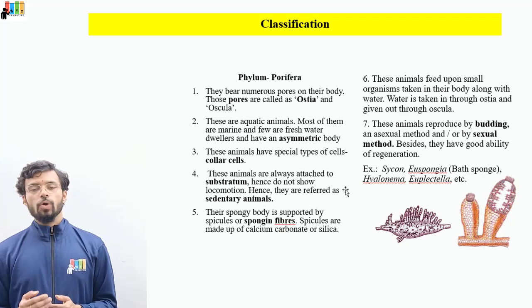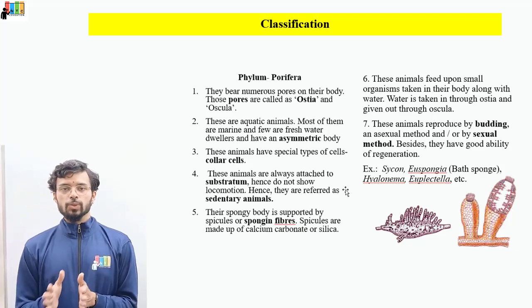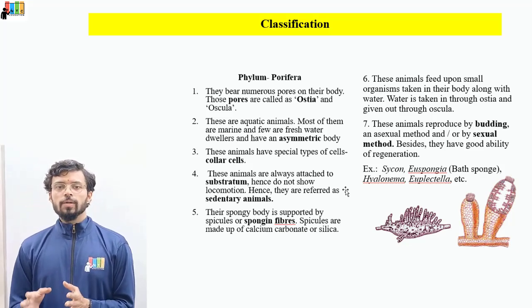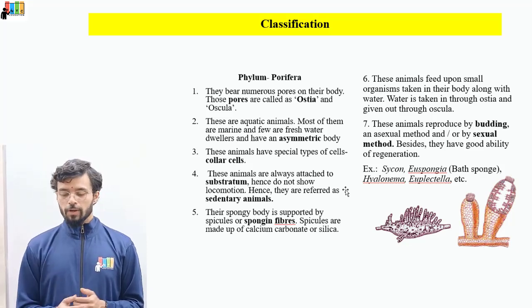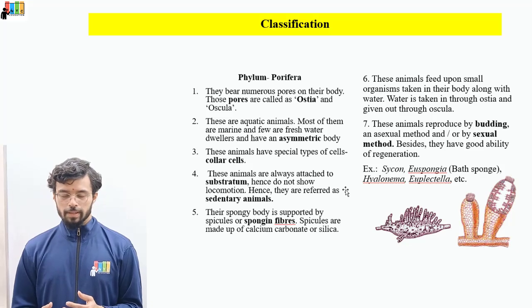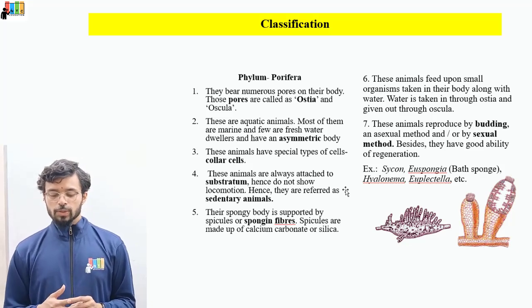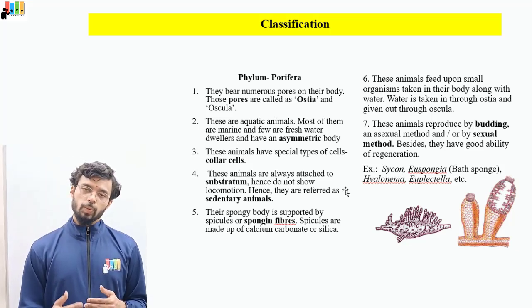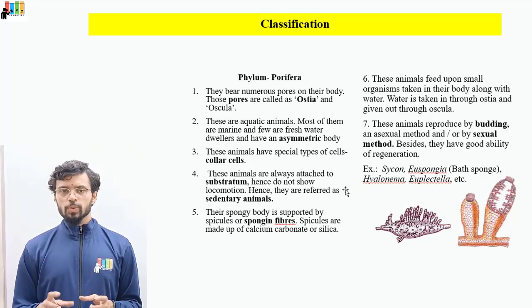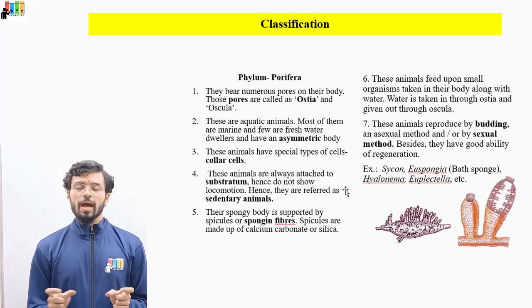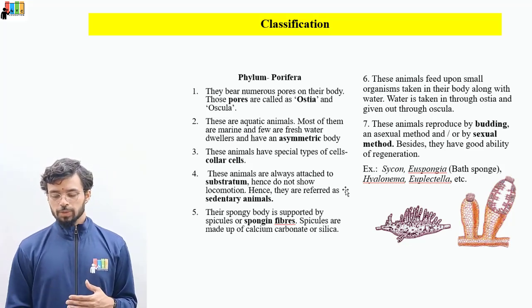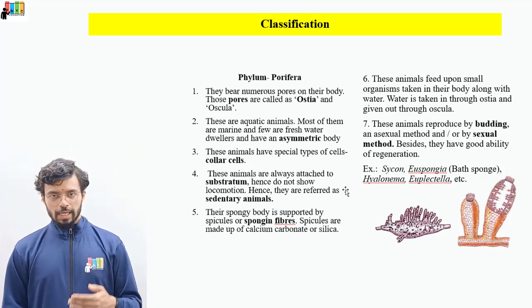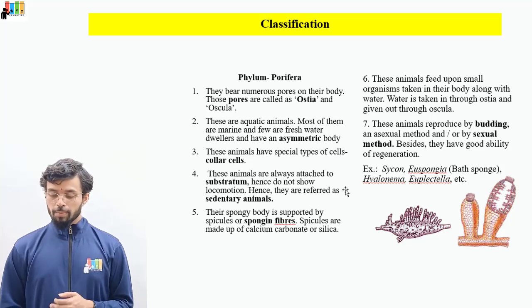And these animals, obviously, since they still show this cell or cell tissue grade of organization, they reproduce by budding, an asexual mode, and a sexual mode of reproduction as well, because they do show different gametes on certain occasions, as it differs from species to species. So they show both an asexual and a sexual mode of reproduction.